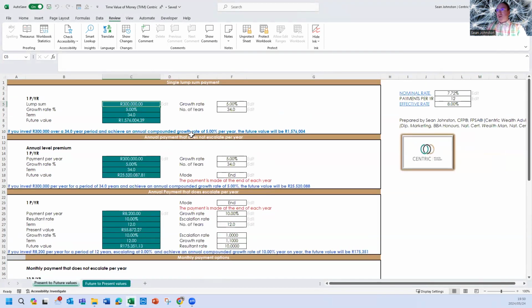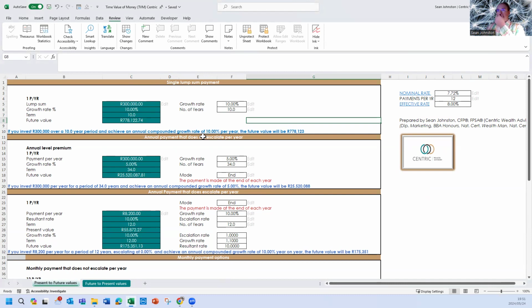So the first calculation I'm going to show you is with a single lump sum payment, which means that you make a once-off payment into an investment and you leave that for a period of time. In this example, let's work on a growth rate of 10% to keep it simple, to make it 10 years.